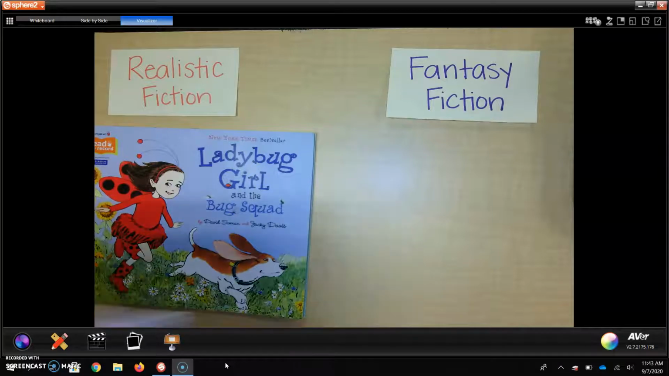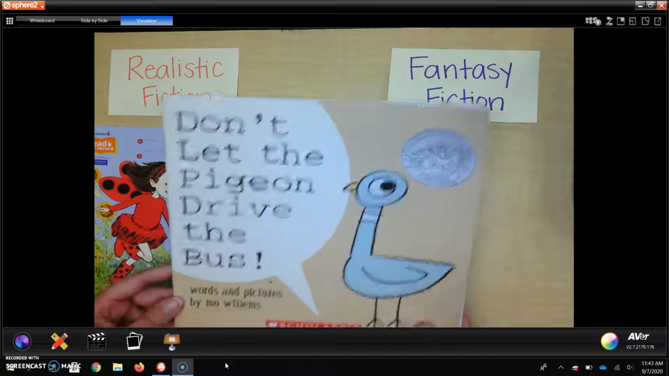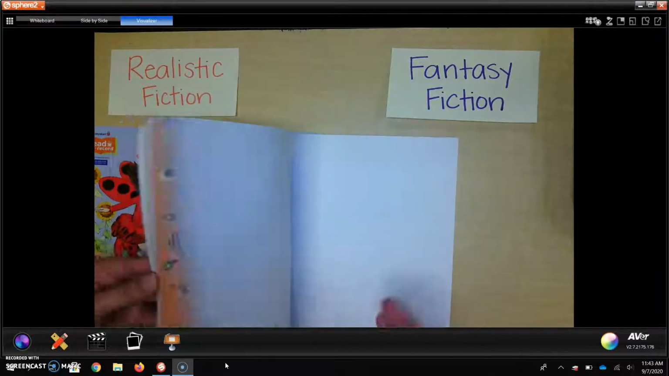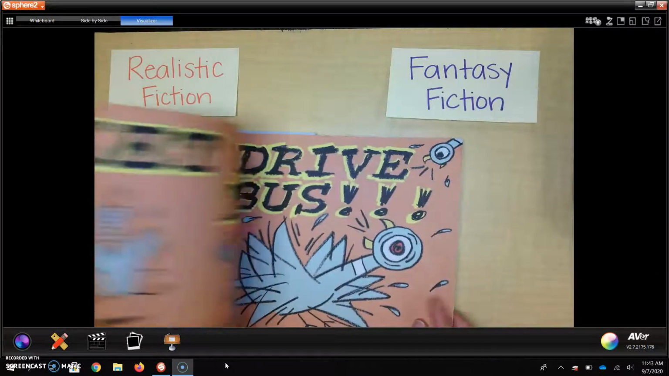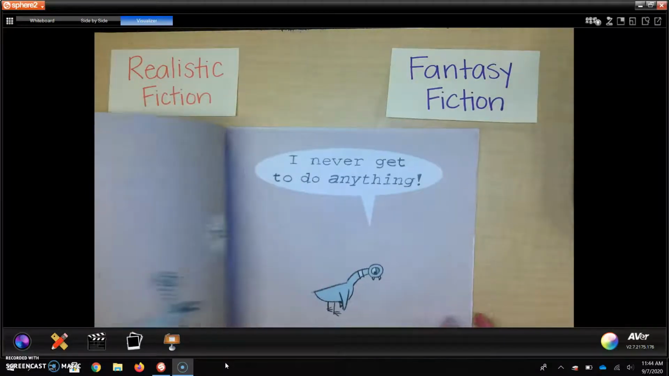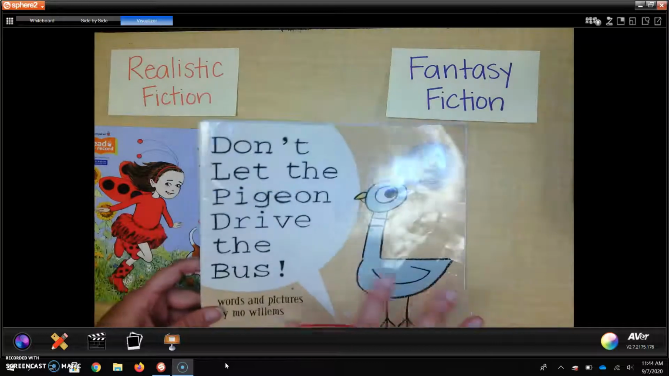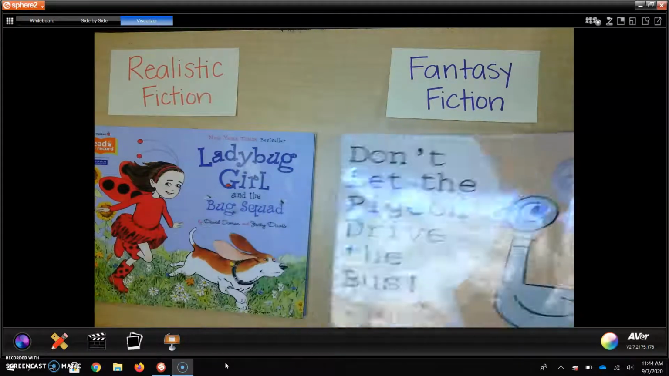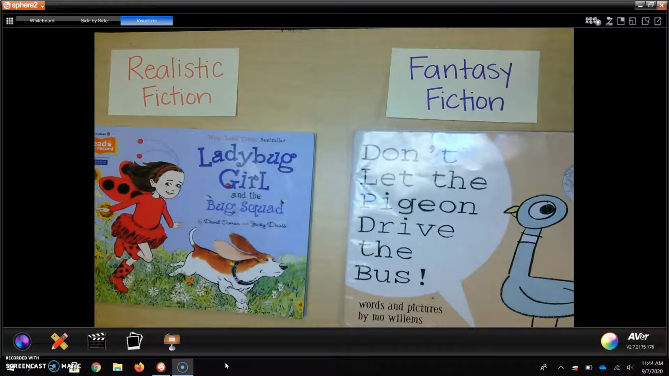So let's look at this book. Don't Let the Pigeon Drive the Bus. I know we're all familiar with this book, but as you go through this, the pigeon is talking. The pigeon is trying to drive the bus, and we know that in real life, pigeons don't talk, and they definitely don't drive buses. So that goes under fantasy fiction. Now let's look through a couple other examples.